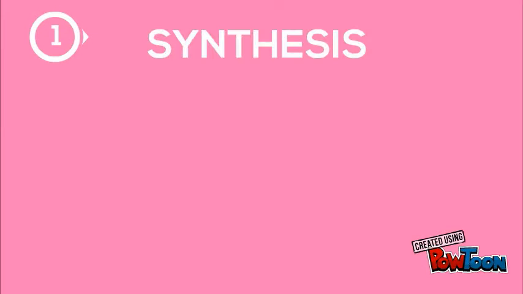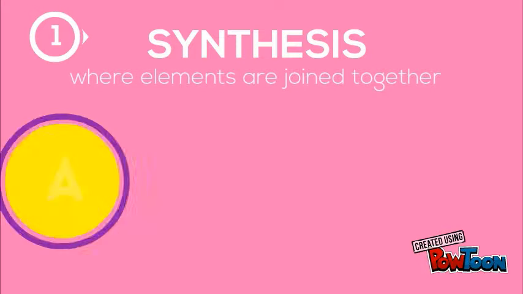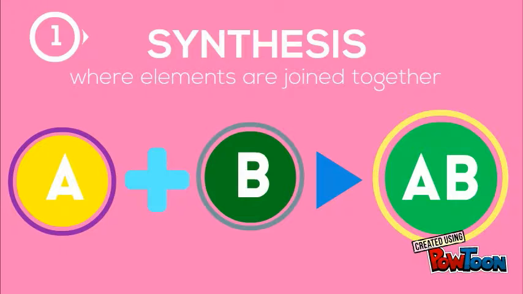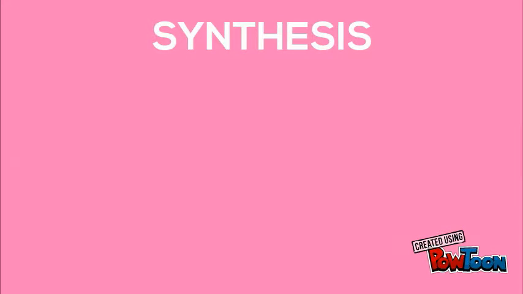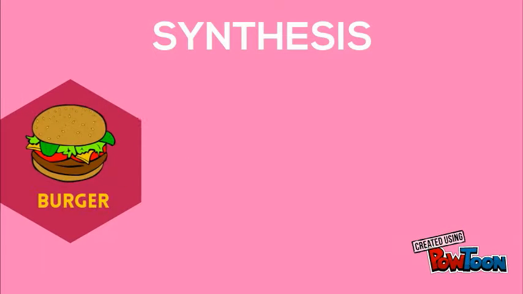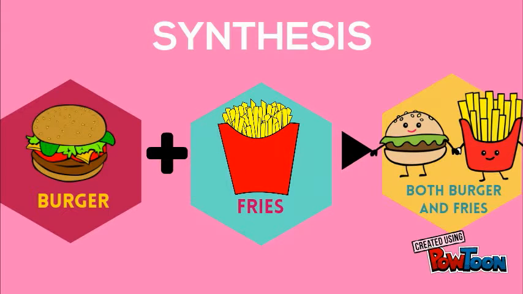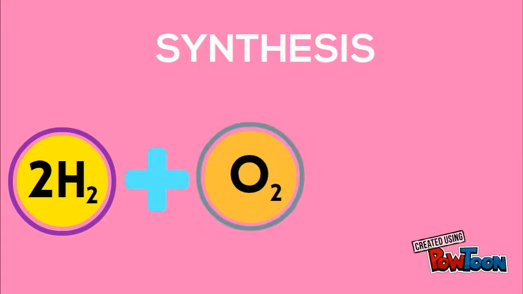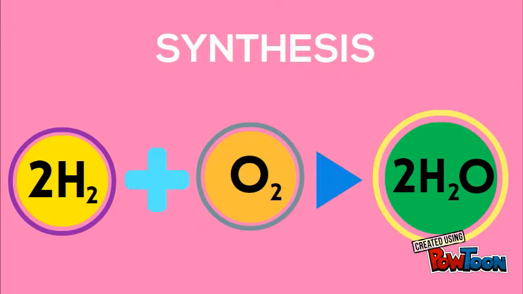First is synthesis, where elements are joined together. It is when substance A is added with substance B, so we get a combined compound of AB. For instance, if you wanted to eat burger and fries, so you decided to buy both of them. An example of which is 2 molecules of hydrogen gas plus 1 molecule of oxygen gives 2 molecules of water.